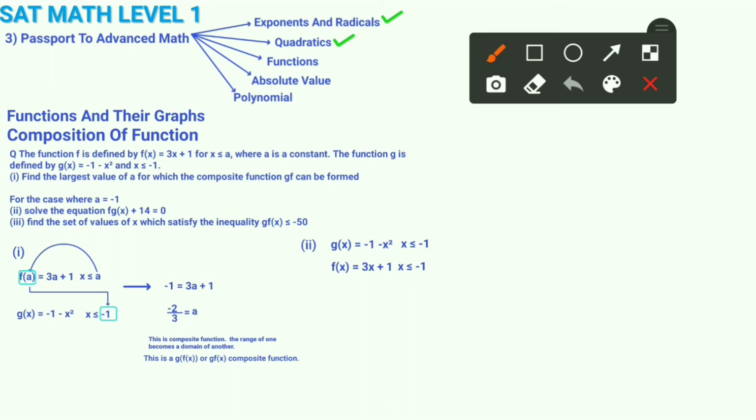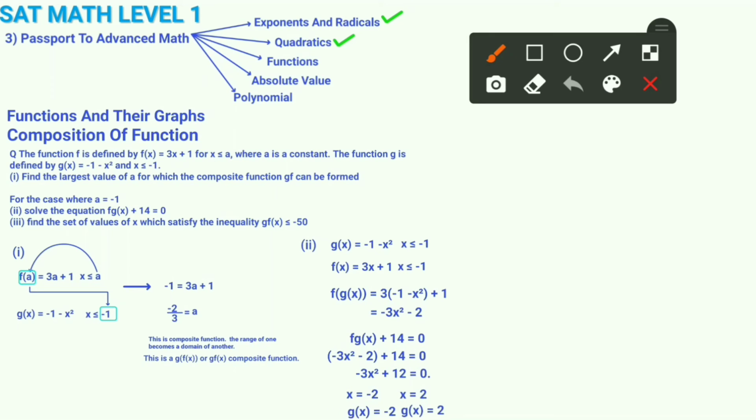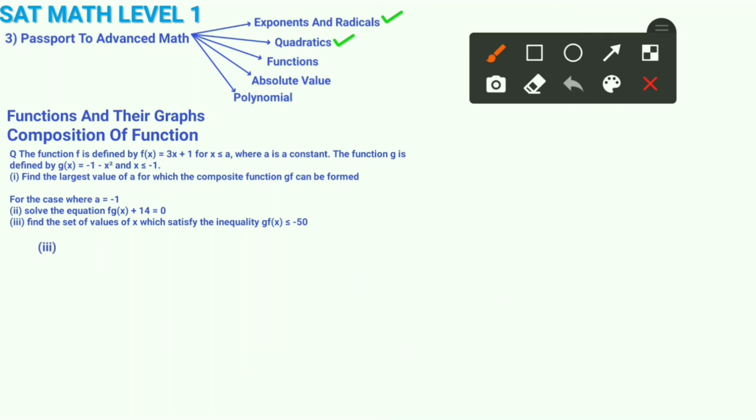Part 2. Now we're going to see the domain, and minus 2 is included in the domain, which means this one is right and the other one is wrong. Part 3.